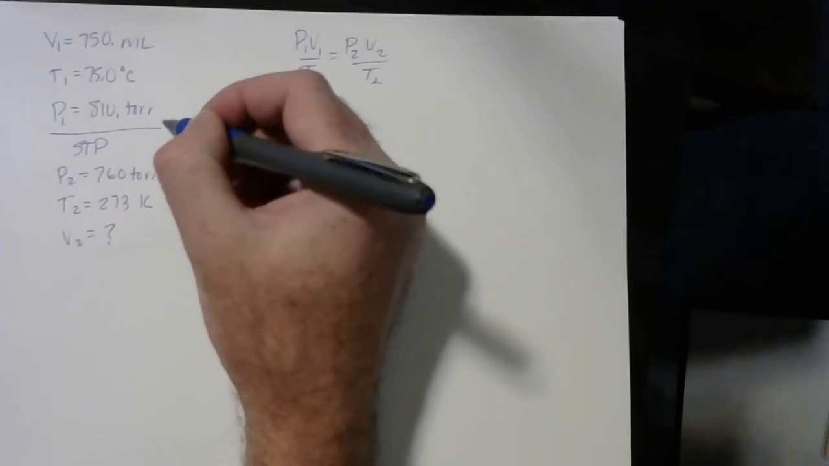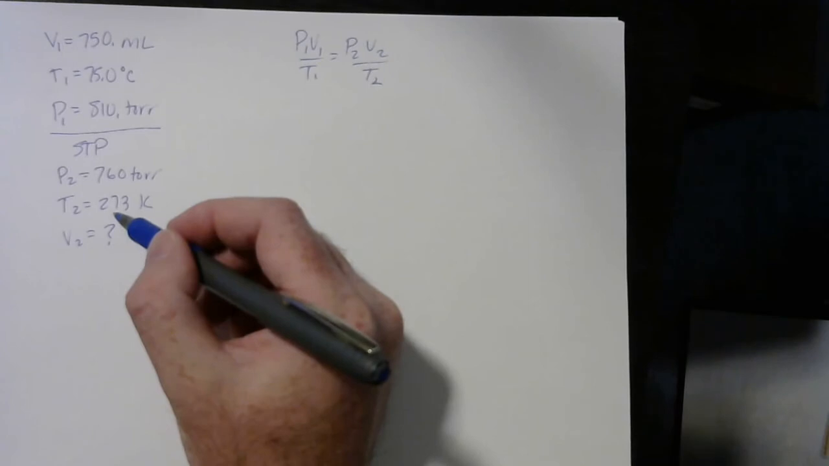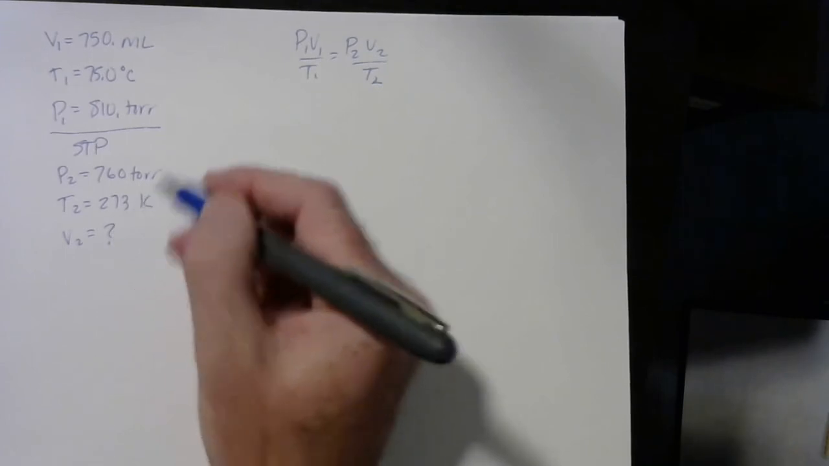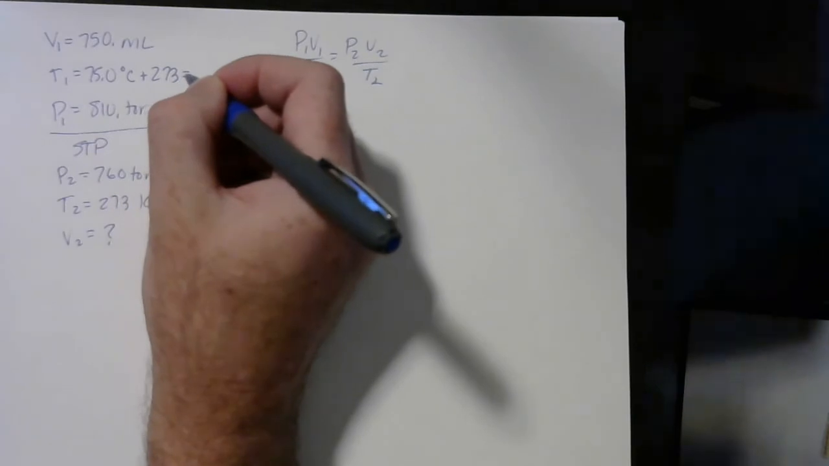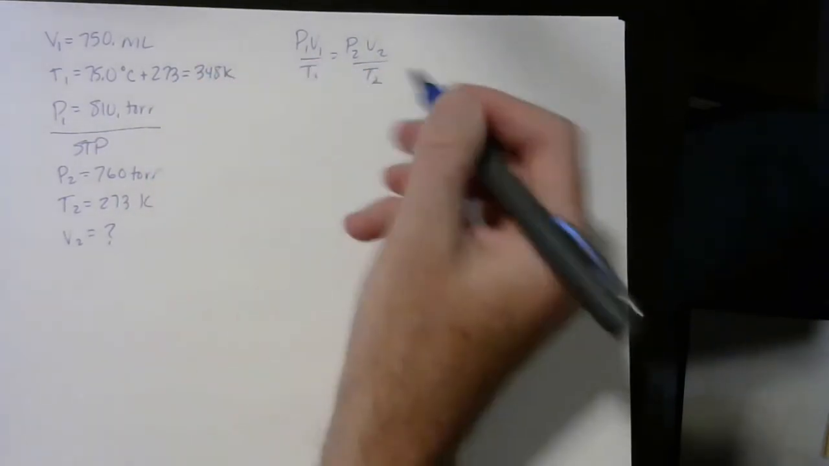Okay, I've transferred the data from the problem text, and the STP condition for the second pressure is 760 torr because STP pressure is 1 atm, or 760 torr. The temperature is 0 degrees Celsius, or 273 Kelvin, and we're trying to solve for the V2. We'll need the first temperature in Kelvin, so add 273, and we get 348 Kelvin. Now we need to solve this for V2.